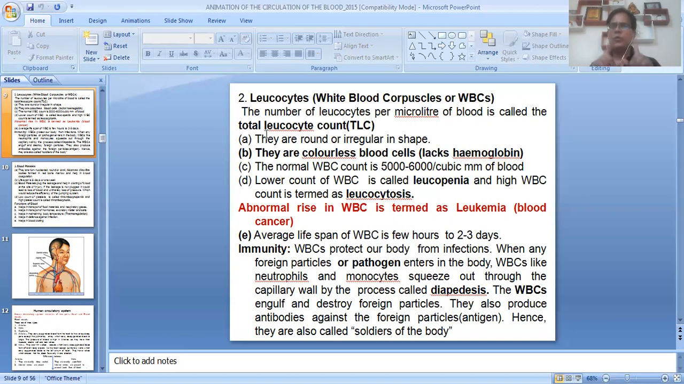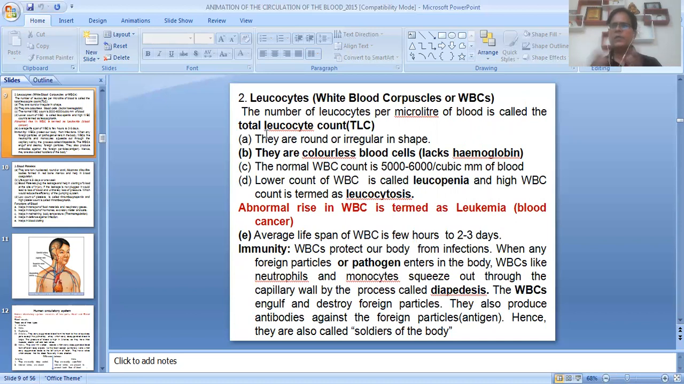The question is, what do you mean by TLC? Whenever you go for a check-up, it is written TLC, total leukocyte count. What do you mean by total leukocyte count? The number of leukocytes per microliter of blood. Whenever we talk about WBC, white blood corpuscles, they are round or irregular in shape.